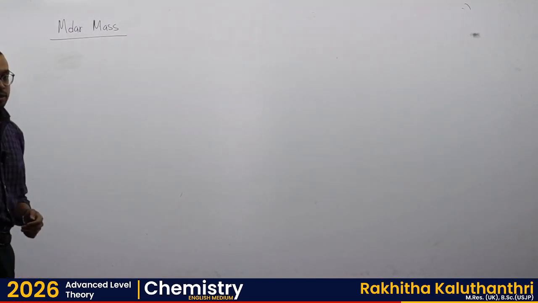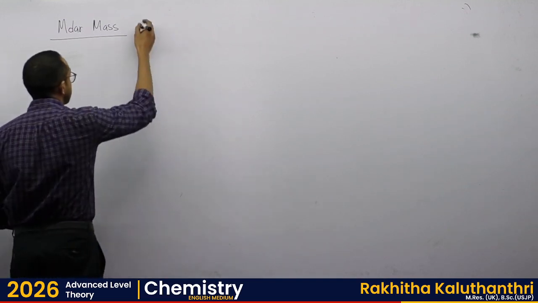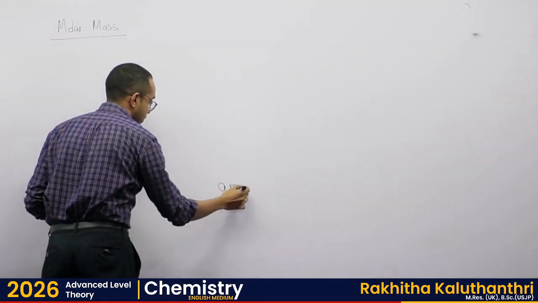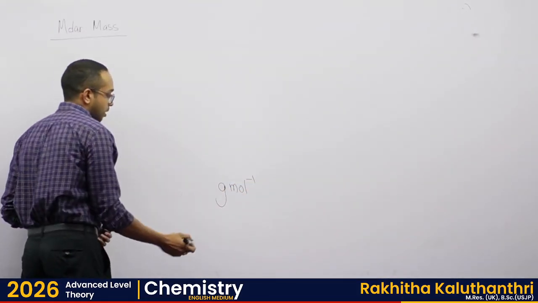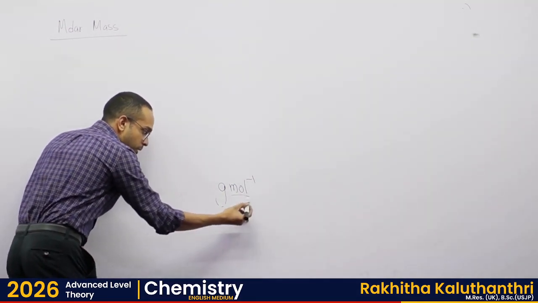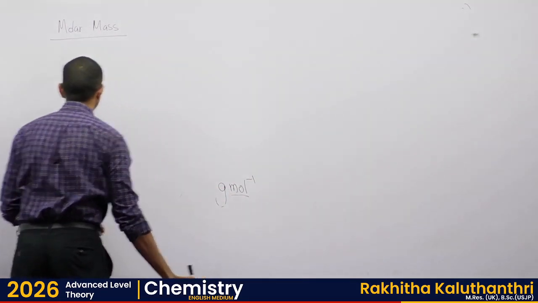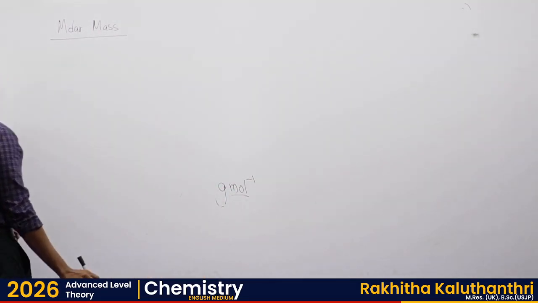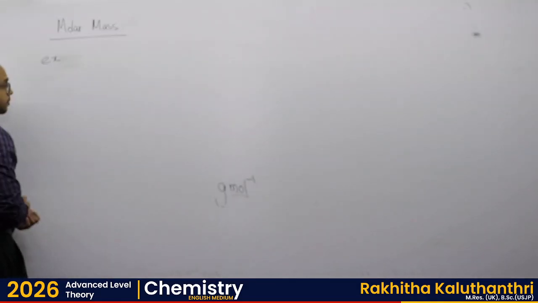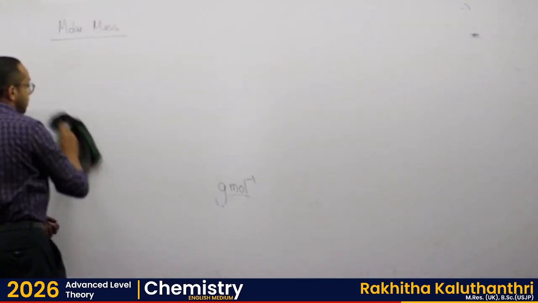Its unit is grams per mole. Now per mole means if you take 1 mole, the mass of the substance. Per mole, for a single mole, the mass.